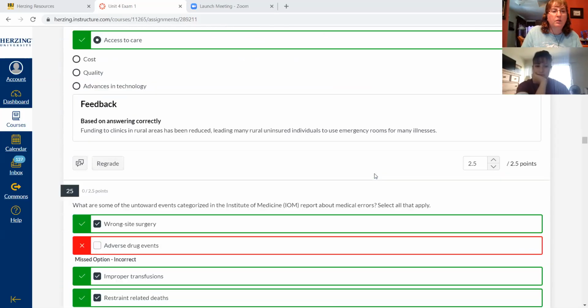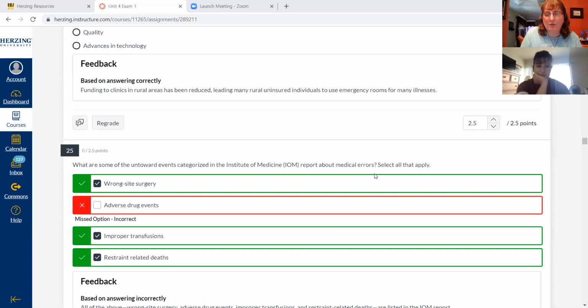Okay, what else? These select-all questions, if you miss one, whatever, you had the majority of them. It's just the one. So what are some of the untoward events characterized in the Institute of Medicine report about medical errors? Wrong site injury, heaven forbid that should ever happen. Adverse drug events actually could happen, even though we have smart pumps and all these things that try to help prevent that, it still can happen. Improper transfusions, restraint-related deaths, so pretty much all of those things would have been that.